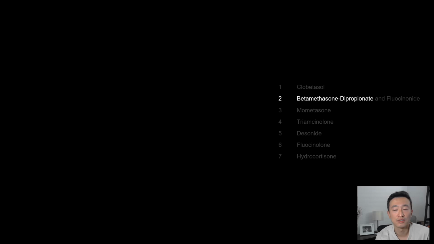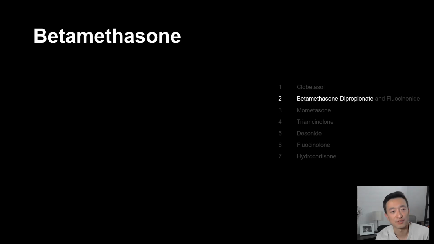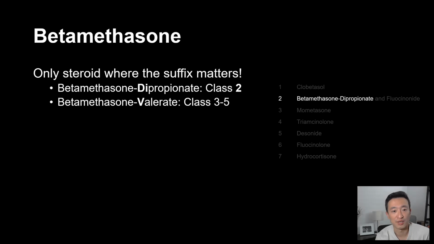Next, you've got Betamethasone-Dipropionate. And for betamethasone, you just want to be careful. So there's actually 2 different types of betamethasone. So just be careful of the suffix. For Betamethasone-Dipropionate, just think of the di being the prefix for 2. So that's class 2. And then for Betamethasone-Valerate, it starts with a V. That's the Roman numeral for 5, so just think of it as class 5. In reality, it's between class 3 and 5. But either way, Betamethasone-Valerate is weaker than Betamethasone-Dipropionate.